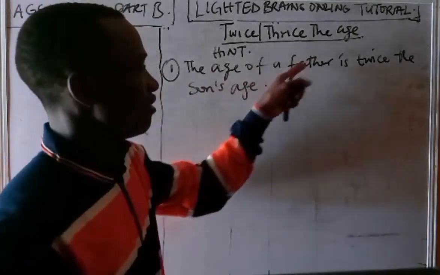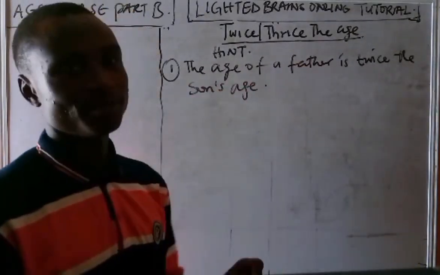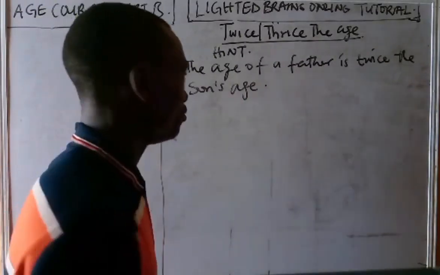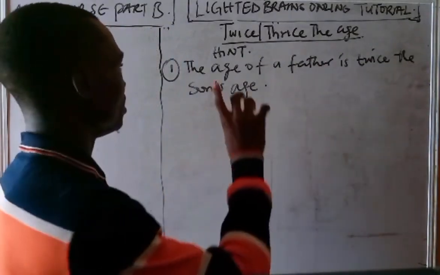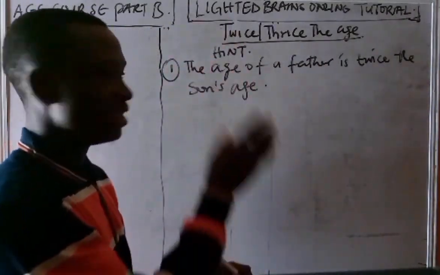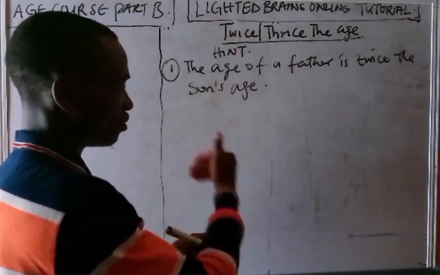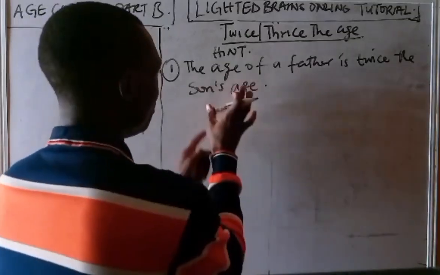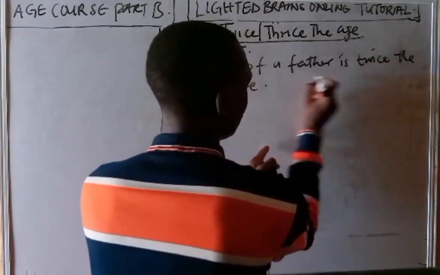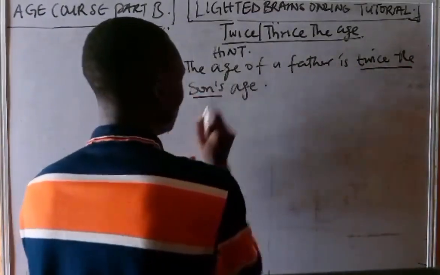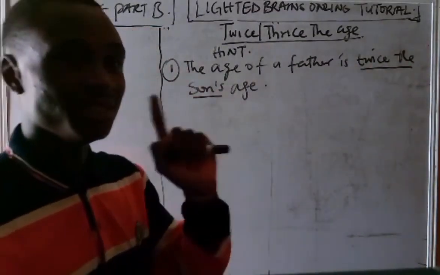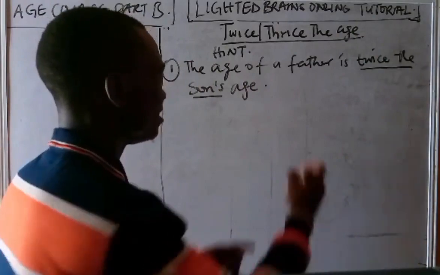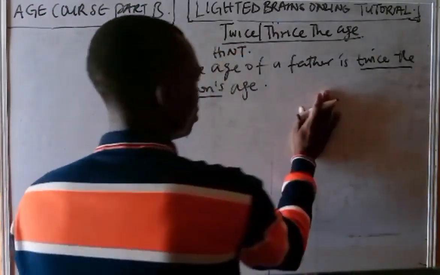Now they say the age of a father is twice the son's age. The question is, what do you understand by this statement? This is how the questions come in. But before we solve any questions, I want us to just look at this. They said the age of a father is twice the son's age. Is twice the son's what? Age. So we know that the father is 2 times the son's age. Twice means 2 times, right? And anything they say 2 times, that means it is multiplication. Do you understand?